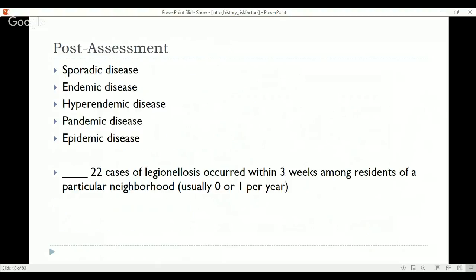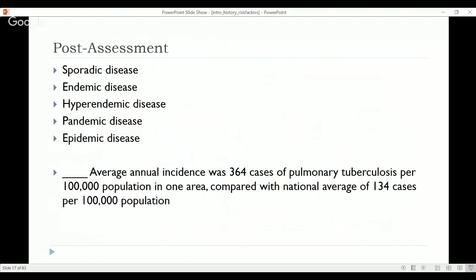All right, so let's do some quick checks just to make sure all of these terms are making sense to people. If I said there were 22 cases of Legionella occurring within 3 weeks among residents of a particular neighborhood, and there were usually 0 or 1 cases, which one of these would you think it was? Sporadic, endemic, hyperendemic, pandemic, or epidemic? If you're guessing sporadic or epidemic, I would say that's the right choice. Just as a heads up, lots of times your quizzes will look like these sorts of assessments that I put in the slides.